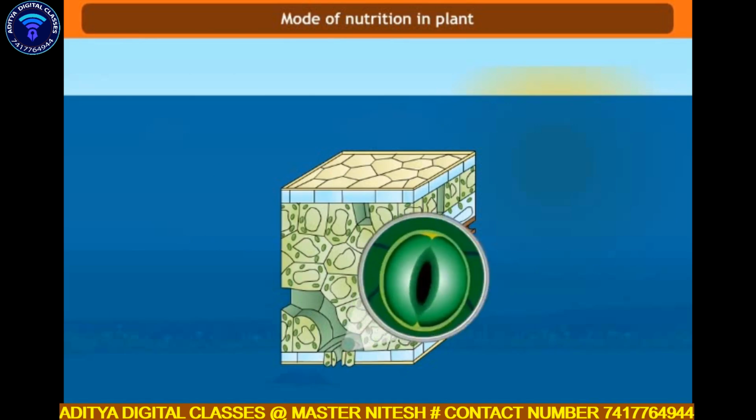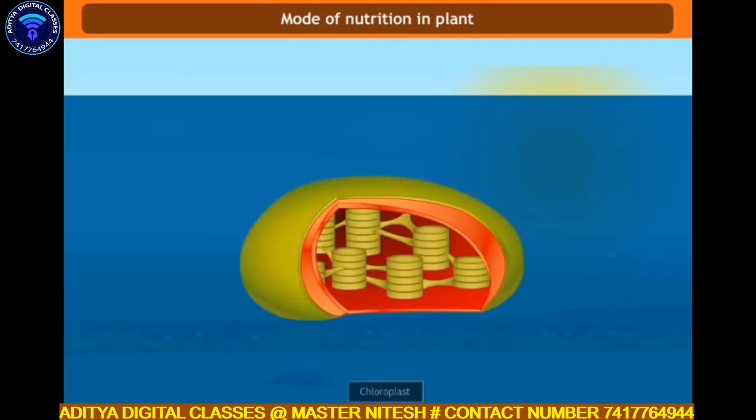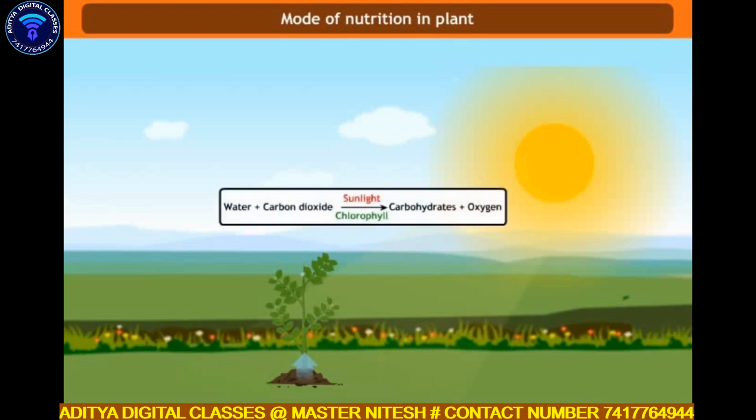The surface of the leaf has minute pores called stomata. These pores are surrounded by guard cells. Carbon dioxide gas is taken from air through the tiny pores present on the surface of the leaves. The leaves have a green pigment called chlorophyll. Chlorophyll helps leaves to capture the energy of the sunlight. This energy is used to prepare food from carbon dioxide and water.